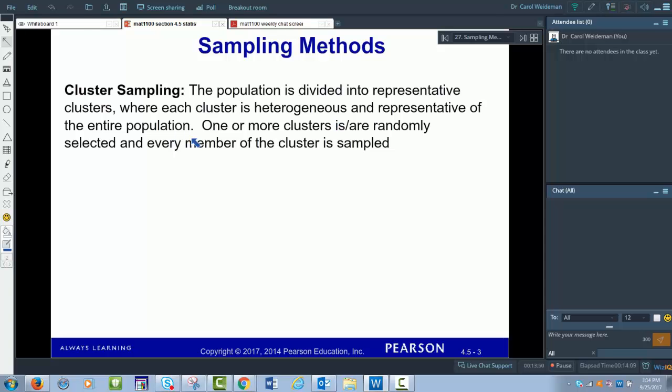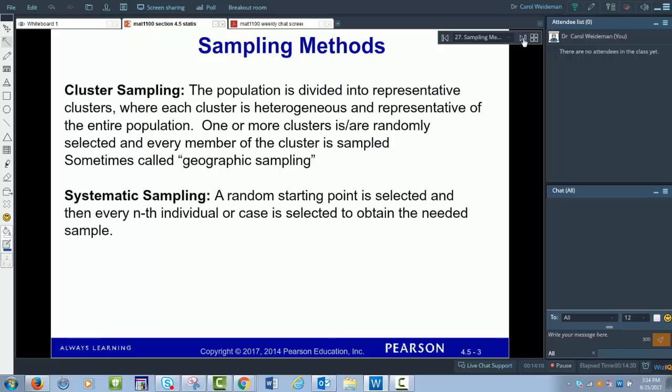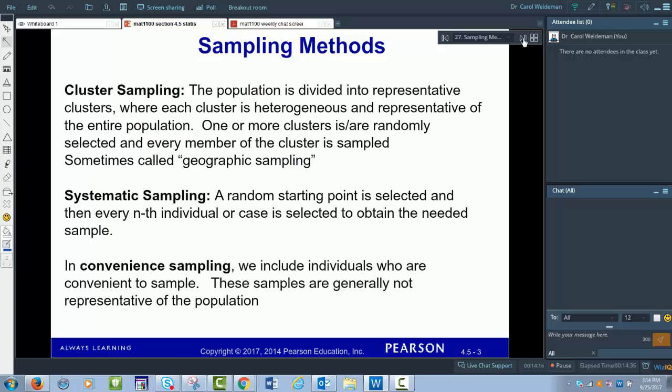Cluster sampling is where the population is divided into representative clusters that are heterogeneous and representative of the whole population. One or more clusters is randomly selected, and then every member of the cluster is sampled. Notice the difference here. We randomly select the clusters, then take information from every member. In stratified, population was already in the groups, and then we took a random sample from each of the groups. And sometimes cluster is called geographic sampling.